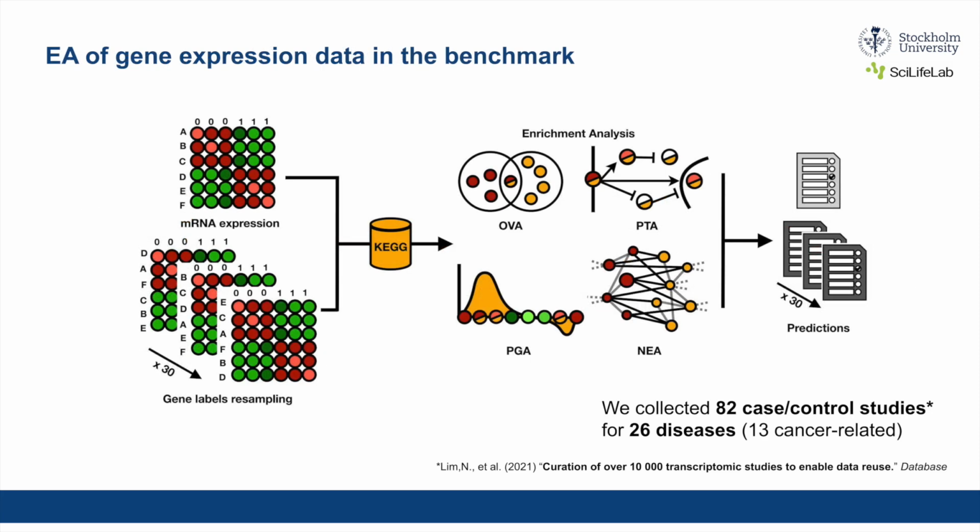All 4 approaches were run on experimental gene expression datasets and on 2,460 random datasets. We collected 82 case/control studies from Gene Expression Omnibus curated in GEO for 26 diseases, of which only 13 are cancer-related. The Kyoto Encyclopedia of Genes and Genomes pathway database was used to evaluate the EA methods.